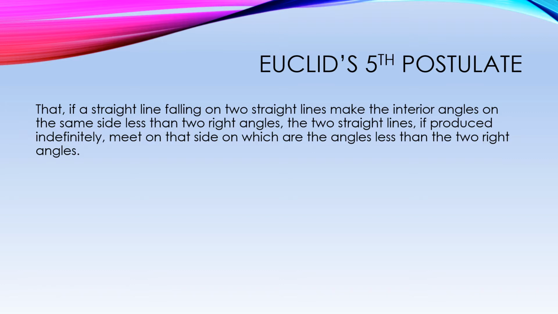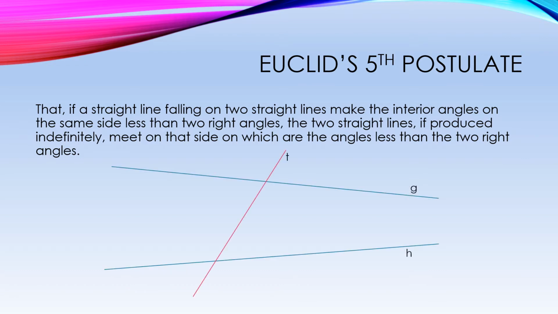It states that if a straight line falling on two straight lines, so we have our two straight lines, G and H, and our transversal T falling on them, make the interior angles on the same side less than two right angles. So angle 1 and angle 2 are less than 180 degrees. Then the two straight lines, G and H, if produced indefinitely, will meet on that side on which the angles are less than the two right angles.